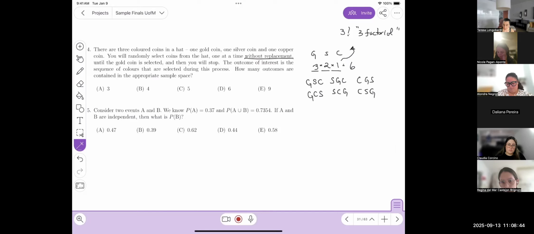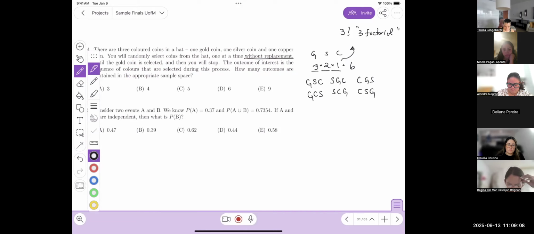Now, let's identify the ones that correspond to the statement here. The outcome of interest is the sequence of colors that are selected during this process. What process? You pick until you get a gold coin. So which ones would it be? You pick until you get a gold coin. Either in these two, it would just be G, because you stop picking.